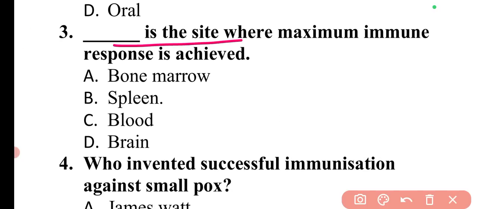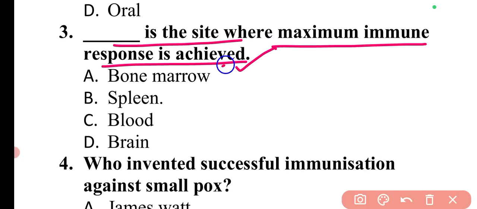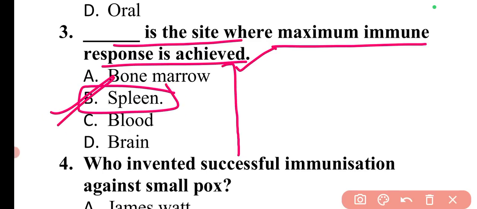Next question is, dash is the site where maximum immune response is achieved. So at which site is the maximum immune response achieved? This site is the spleen. In the spleen, the maximum immune response is achieved. So here option B is correct.